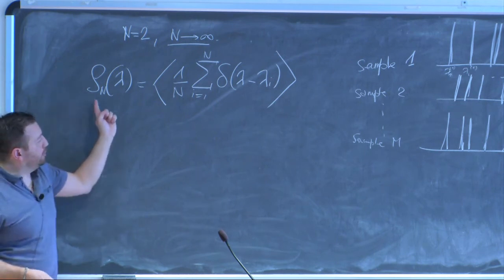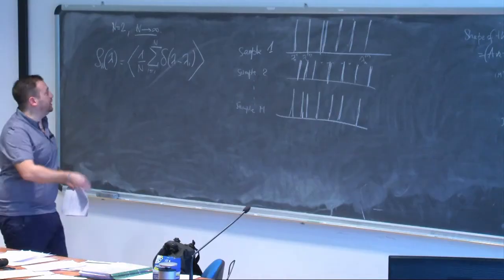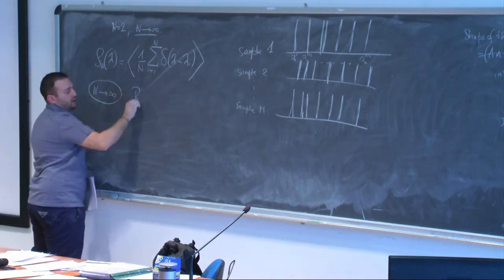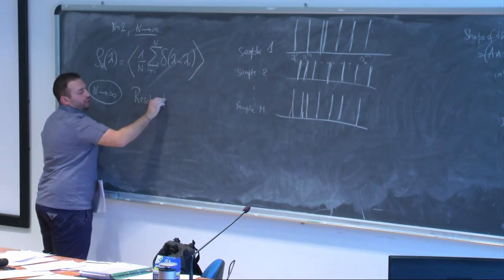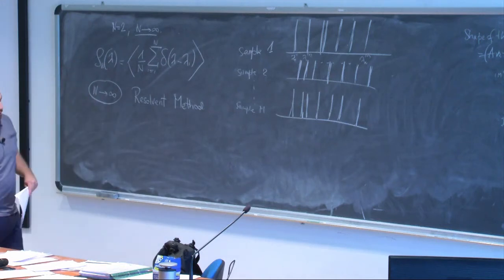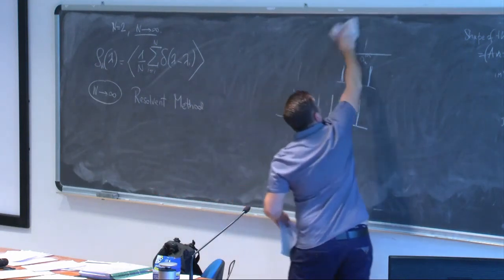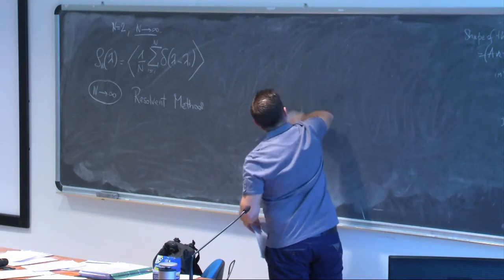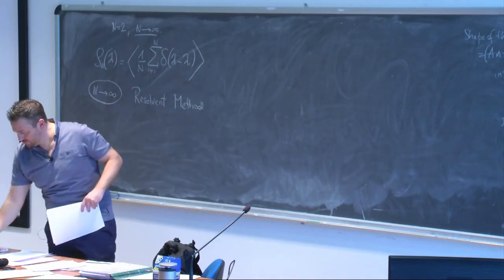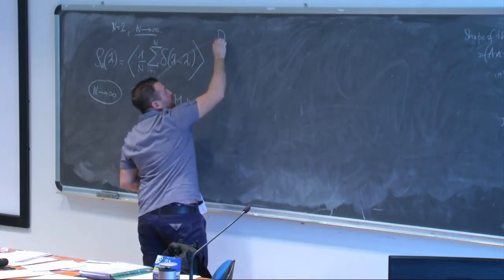So the question is, can we compute this object for a given matrix model in the limit n to infinity? Well, we can sometimes using a technique that is called the resolvent method, which I'm trying to describe now. So the resolvent method is quite interesting. So first I give you a definition.